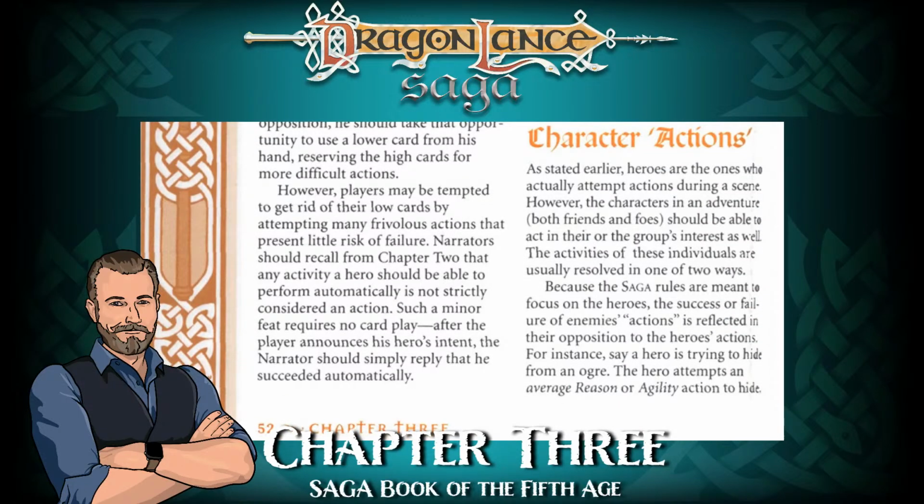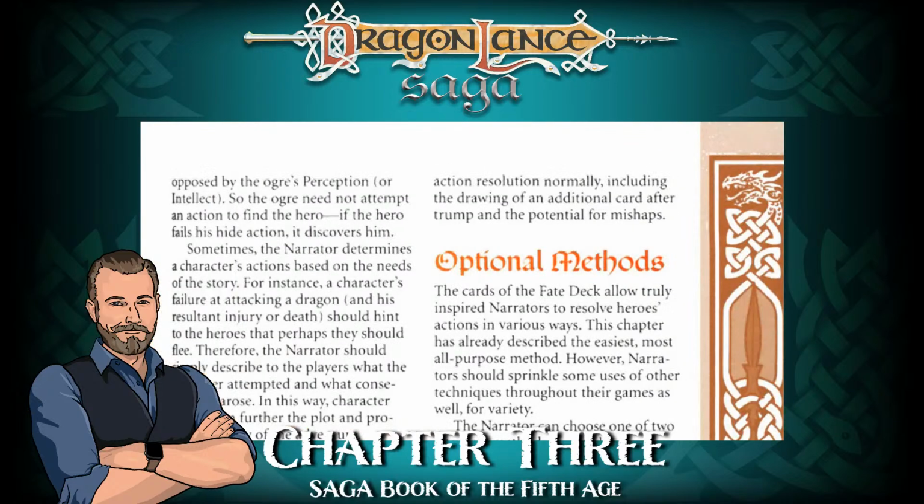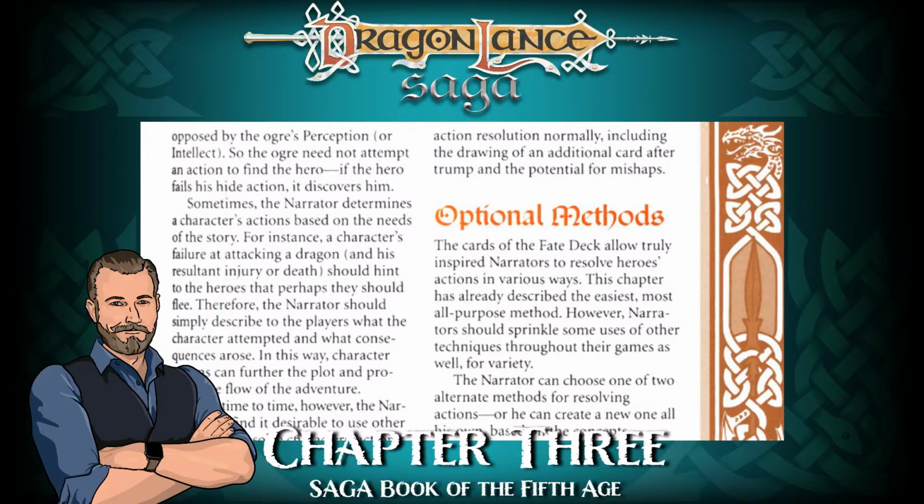Character actions. As stated earlier, heroes are the ones who would actually attempt actions during a scene. However, the characters in an adventure, both friends and foes, should be able to act in their own or the group's interest as well. These activities of the individuals are usually resolved in one of two ways. Because the Saga rules are meant to focus on the heroes, the success or failure of enemies' actions is reflected in their opposition to the hero's actions. For instance, say a hero is trying to hide from an ogre. The hero attempts an average reason or agility action to hide, opposed by the ogre's perception or intellect. So the ogre need not attempt an action to find the hero. If the hero fails his hide action, it discovers him.